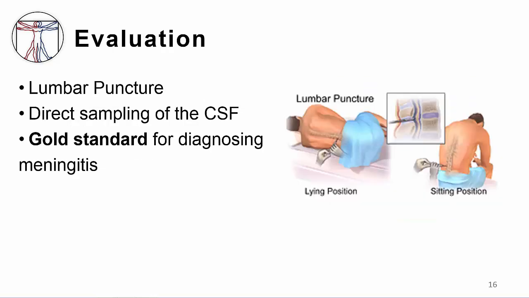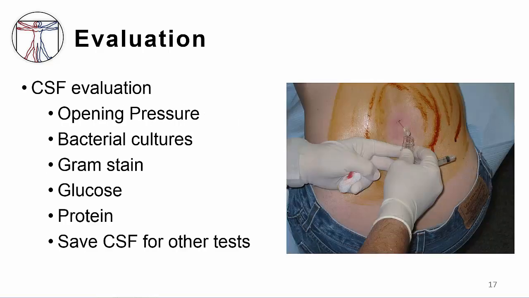Since you may not know exactly what is causing the patient's symptoms when they come in with fever and neurologic symptoms, the initial evaluation is the same for all types of meningitis and encephalitis. The gold standard evaluation is direct sampling of the CSF by doing a lumbar puncture. A needle is inserted in between the vertebra into the lumbar cistern and the subarachnoid space where the CSF is.